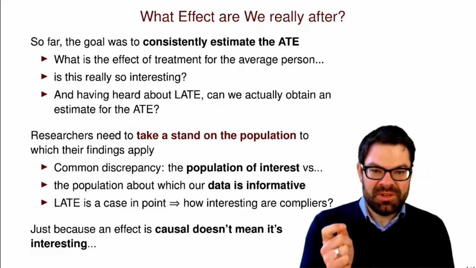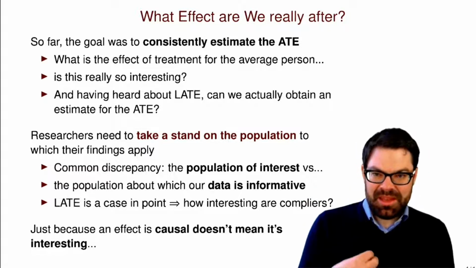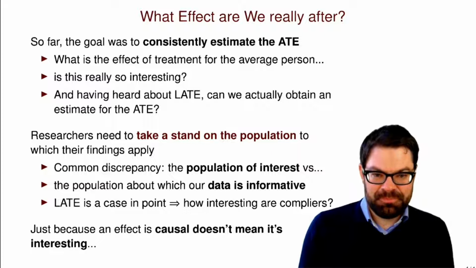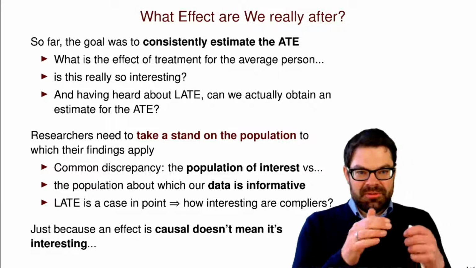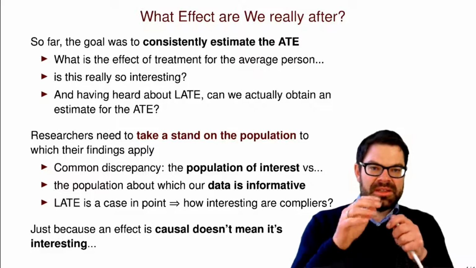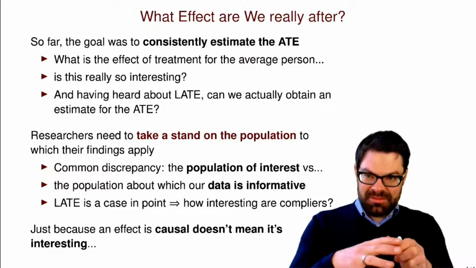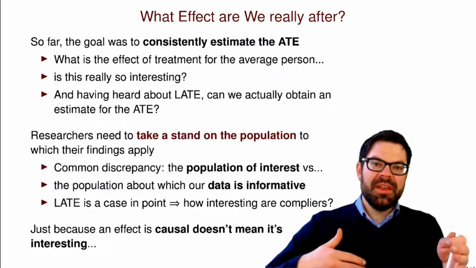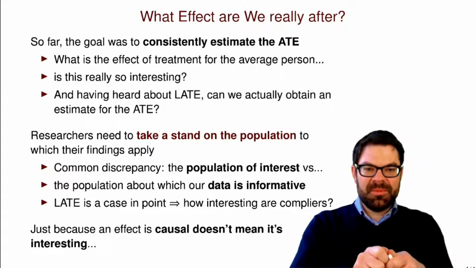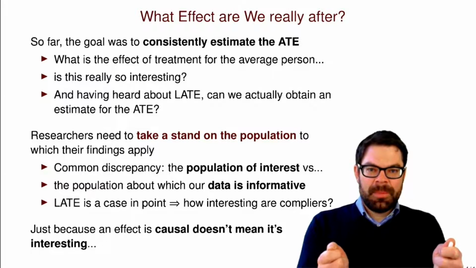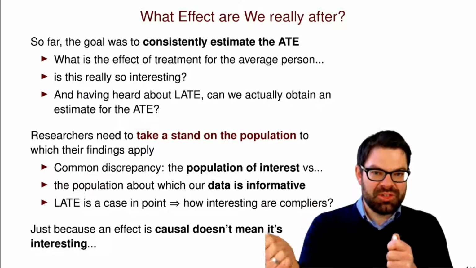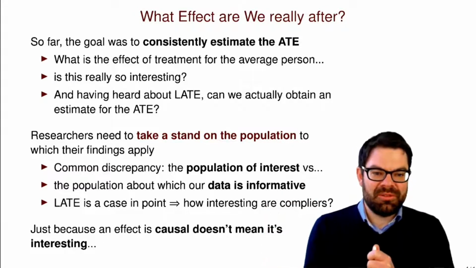But when doing that, we obviously need to think carefully about what is the population that we're actually interested in? And there is a huge discrepancy between what even an experiment, where we can perfectly control things, can identify, and the target parameter that I actually want to know for the population I care about.